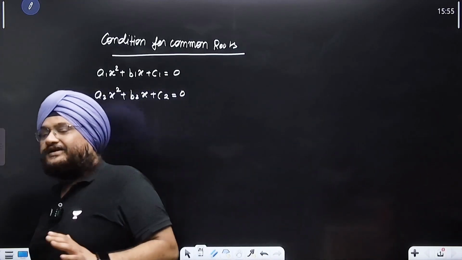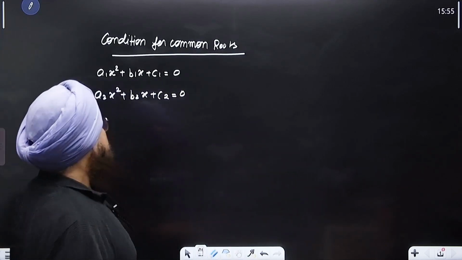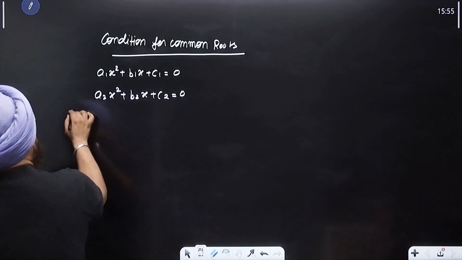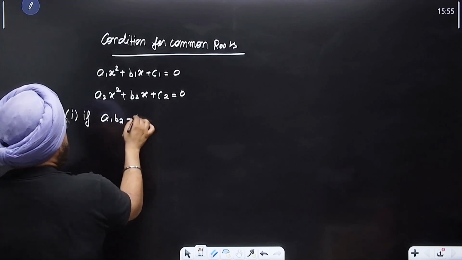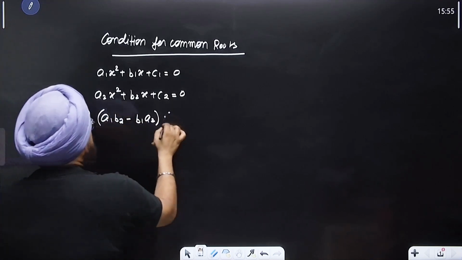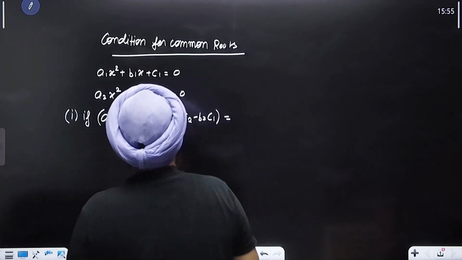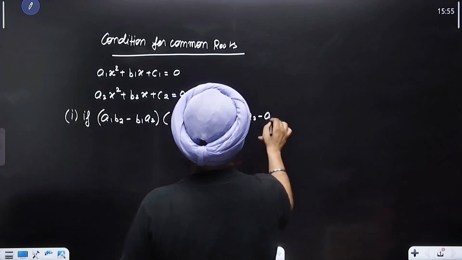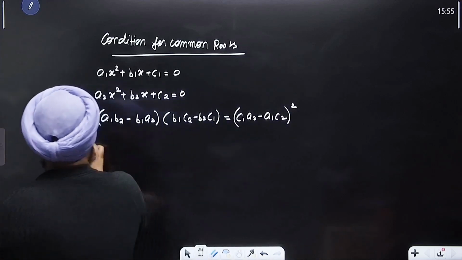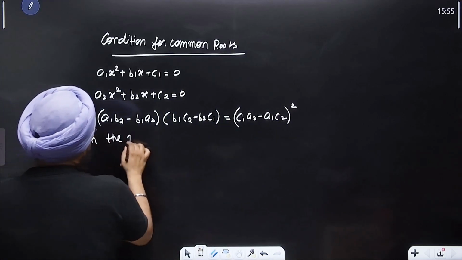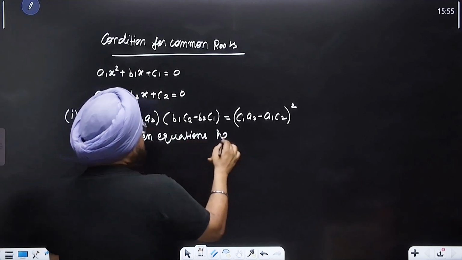Okay, so first I will write down the conditions. What are the conditions for these equations to have a common root or both common roots? Then we will prove them. First, if (a1 b2 minus b1 a2) times (b1 c2 minus b2 c1) is equal to (c1 a2 minus a1 c2) whole square, then the given equations have a common root.